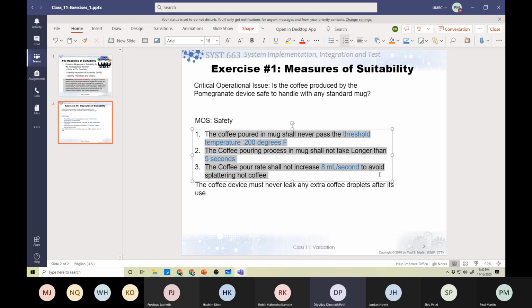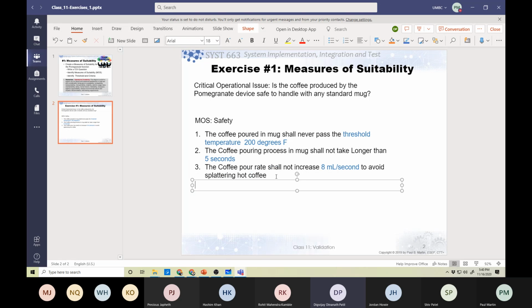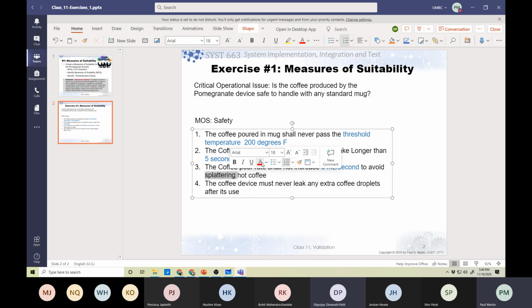The second is the time. The coffee pouring process in the mug shall not take longer than 5 seconds. So that's a safety measure, one should not have to handle it for a long time. The third is the coffee pouring rate shall not exceed 8 milliliters per second, just to avoid splattering the hot coffee over the hand of the customer.